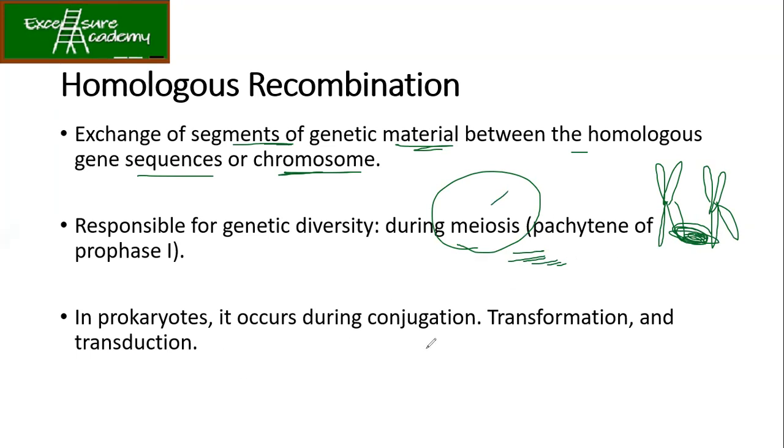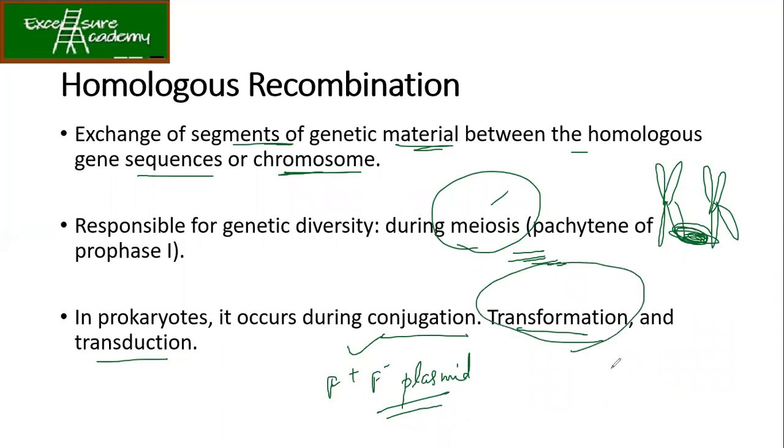Now, in prokaryotes, it occurs during conjugation, transformation, and transduction. Jahan pe genetic material jo hota hai, wo exchange hota hai, theek hai? Already, in the example of conjugation, we have seen the case of F plus and F minus plasmid. Do you remember, guys? This was already taken when we were talking about different modes of replication. In transformation also, when a certain amount of heat shock is given, or sometimes you use certain chemical reagents which make the cell wall permeable for the genetic material, then transformation happens. It means from the outside environment the cell is taking up the DNA. So again there is an exchange of genetic material, then transduction with the help of viruses. So in all the scenarios, there is exchange of genetic material.